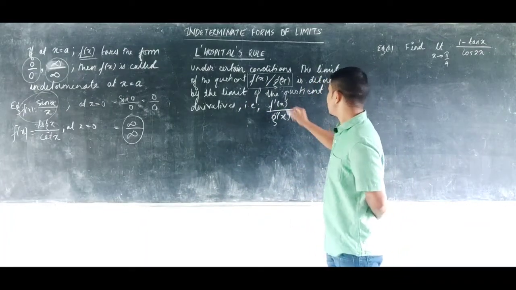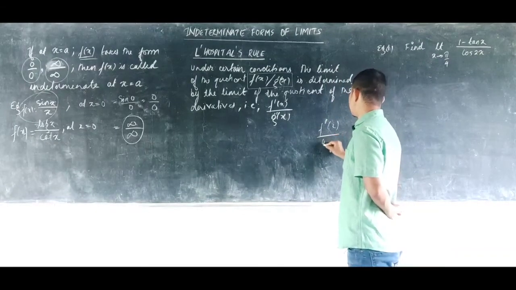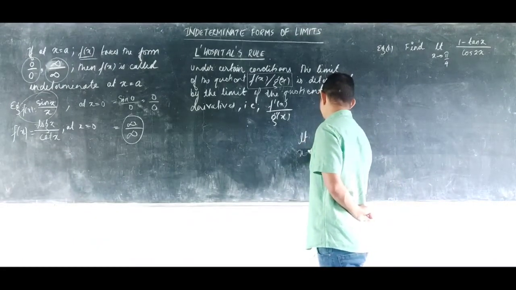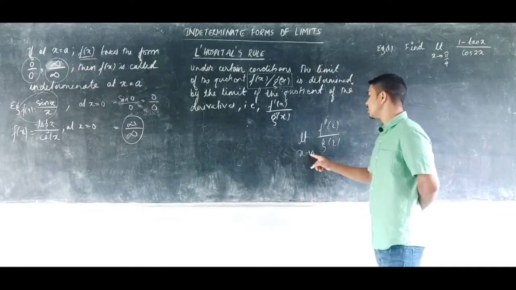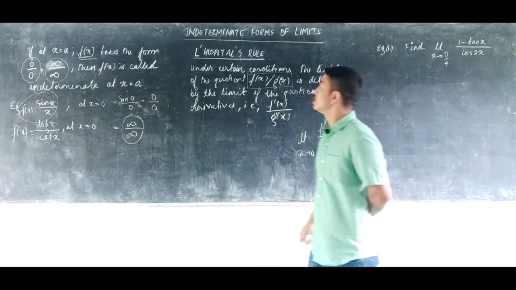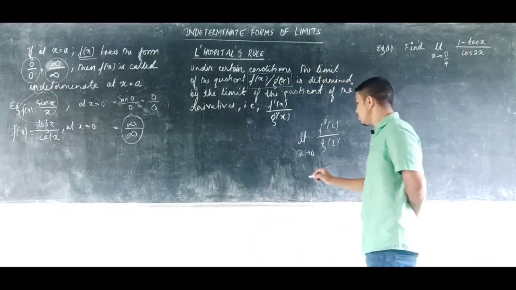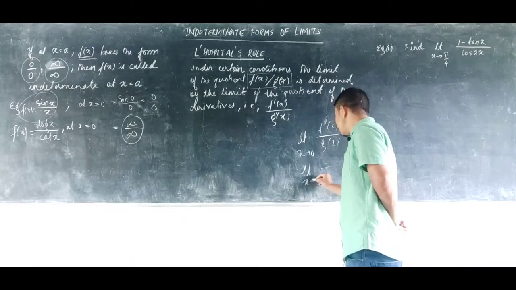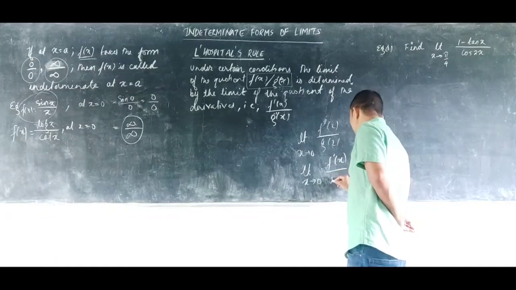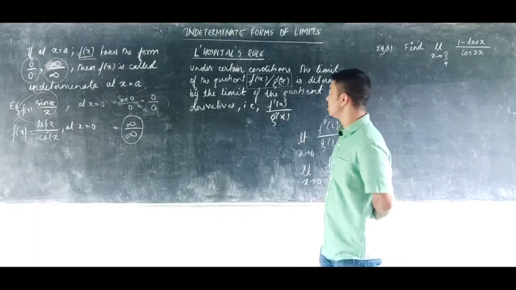Like if I have a function f of x divided by g of x, suppose at limit of x tending to 0. Suppose when I make a direct substitution of x equals 0 in this limit, it comes in the indeterminate form 0 by 0 or infinity by infinity. But what can I do? I can write this one, and it can be easily evaluated by the derivatives of those functions, f dash of x divided by g dash of x. So that is the L'Hospital rule.